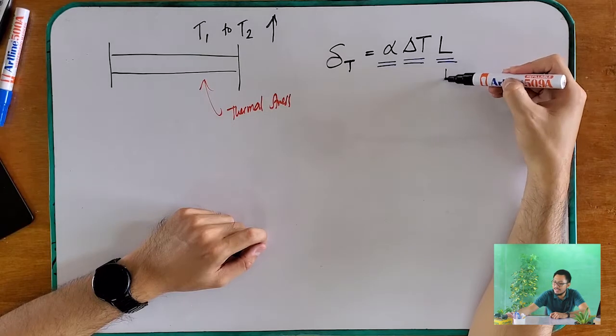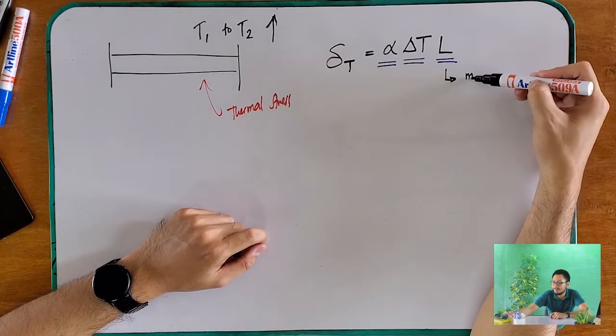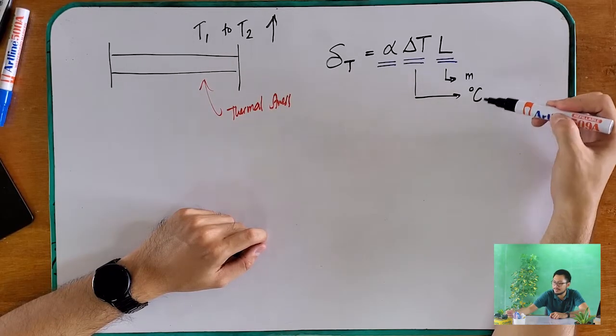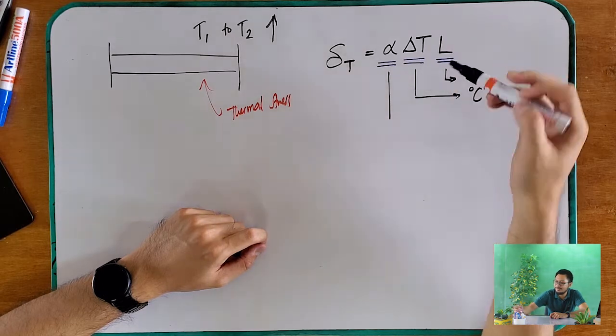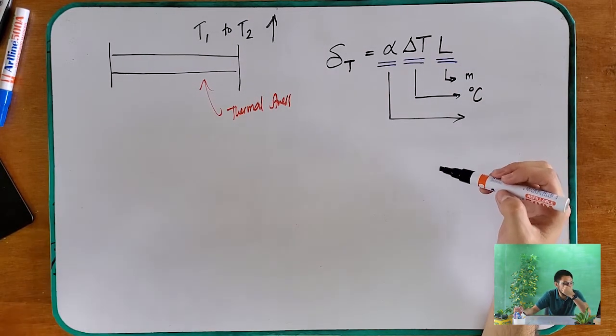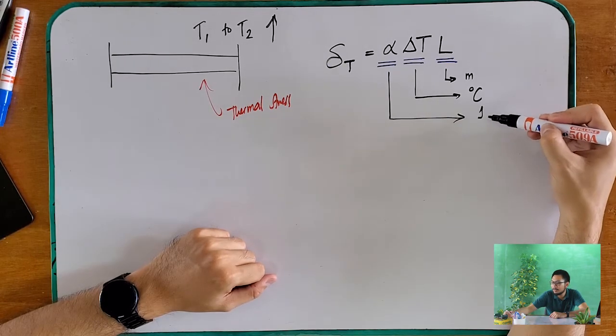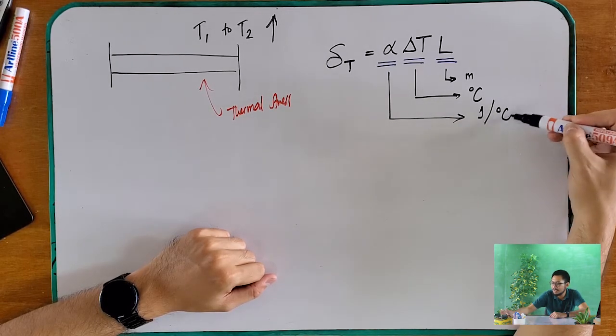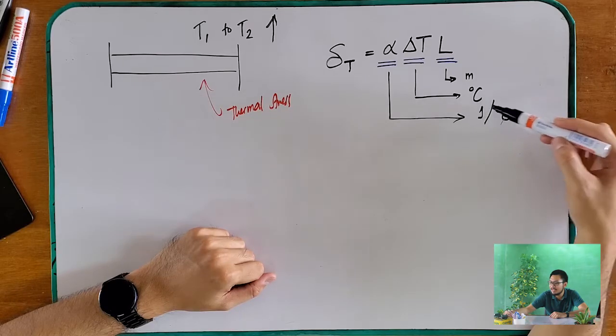In your metric, your length has a unit of meter probably. For your delta T, you have a unit of degrees Celsius. And for your alpha, it usually has a unit of 1 per degree Celsius. Okay? So, makancel ni siya and then mabilin kay ang length.